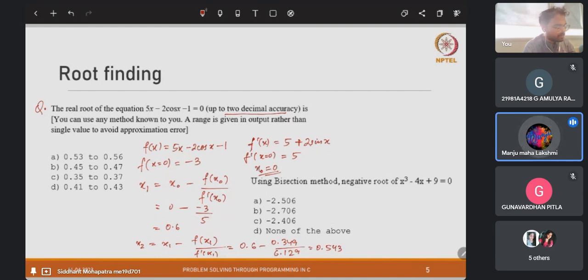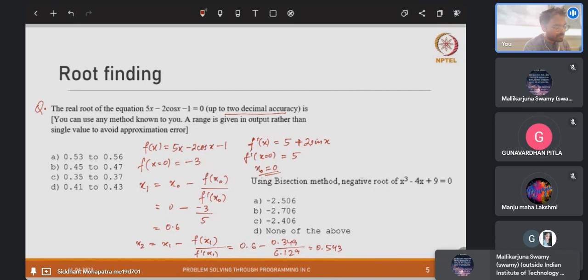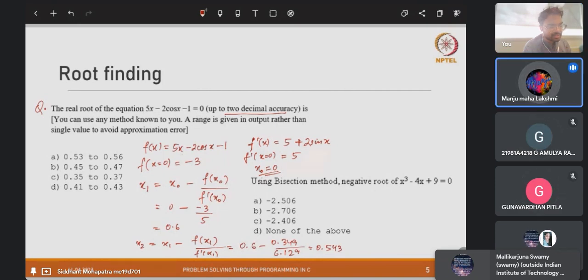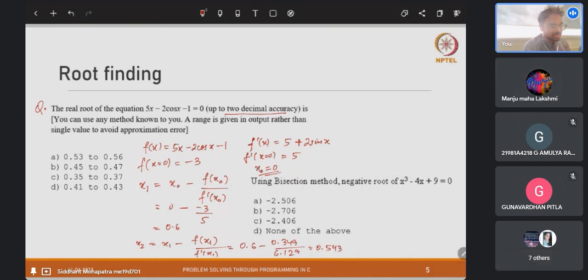Sir, how 0.349 by 6.129? Just put the values there. So x1 is 0.6, just put that in f of x. Sir, 5 into 0.6, in place of x, we are substituting the value of 0.6, sir. Yeah, that's what we are doing. So here I have written x1 is 0.6, right? So that's what we have put, 0.6 in place of x, and we calculate f of x and f dash x. So that is how we get 0.543.